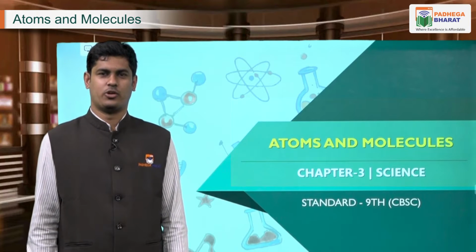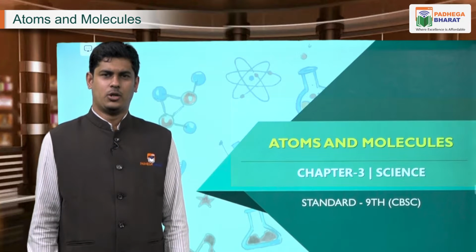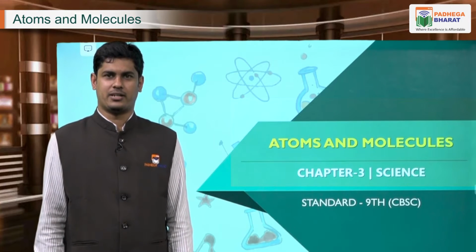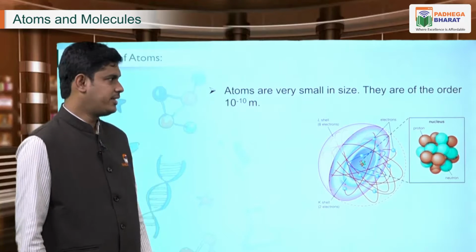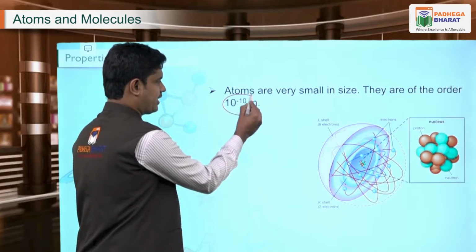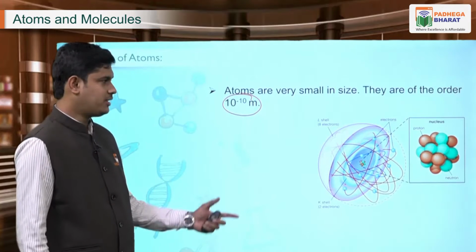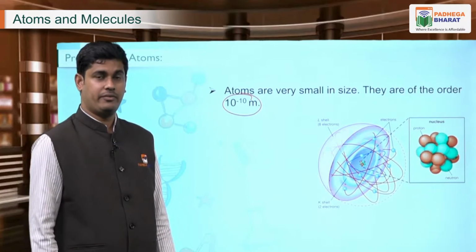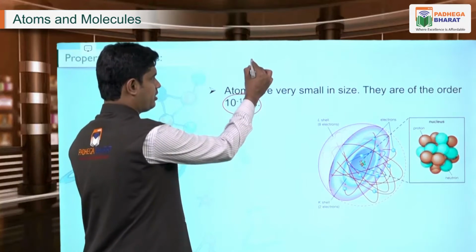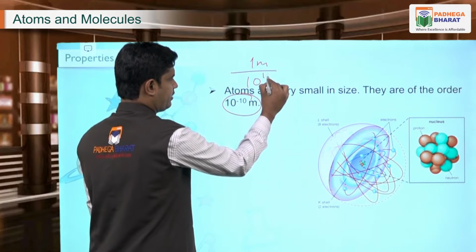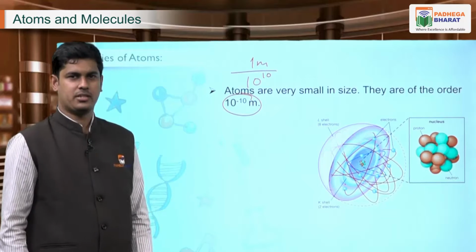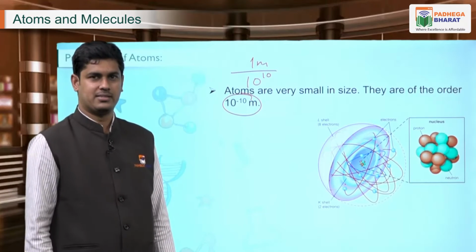In today's session, we are going to talk about atoms and molecules. To start with, we'll see some properties of atoms. Atoms are very small particles in size. They are of the order of 10 to the power minus 10 meters. So as you can see, 10 power minus 10 means we have to divide 1 meter by a factor of 10 to the power 10. Now you can just imagine how small these particles are.